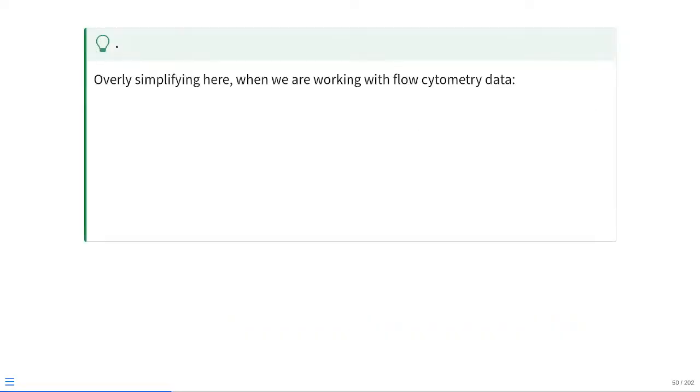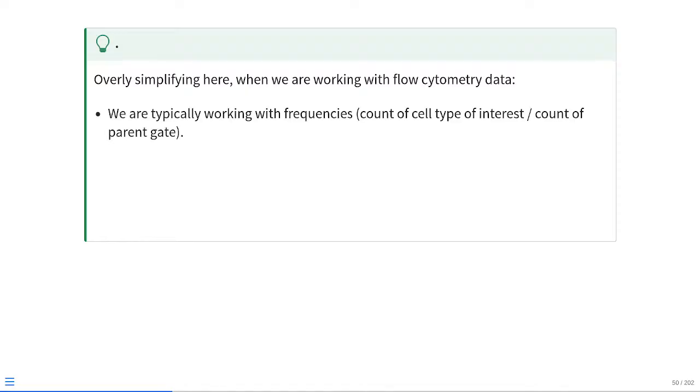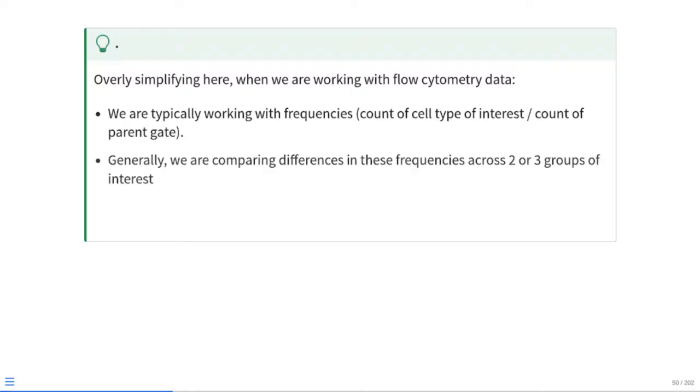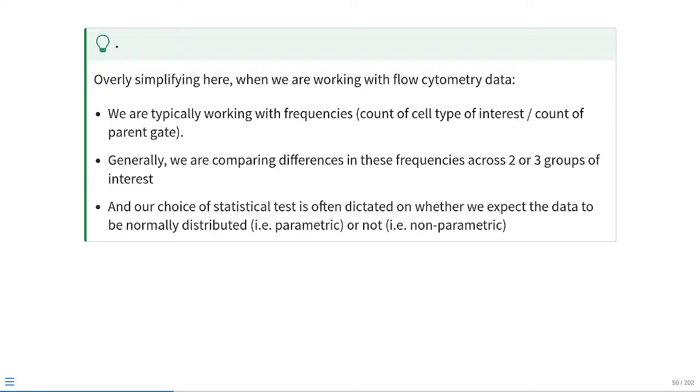So, once again, I am not a statistician, nor do I pretend to be one, so I will be overly simplifying here. But when we are working with flow cytometry data, we are typically working with frequencies, so we're taking the count of our cell type of interest divided by the count of the parent gate, times 100 in that context. And then we are generally going to be comparing differences in these frequencies across 2 or 3 groups that are of interest to us. The choice of statistical test that we end up using is partially dictated by whether we expect these values to be normally distributed, i.e. parametric, kind of like a bell curve, or if we expect them to not be normally distributed, i.e. non-parametric.